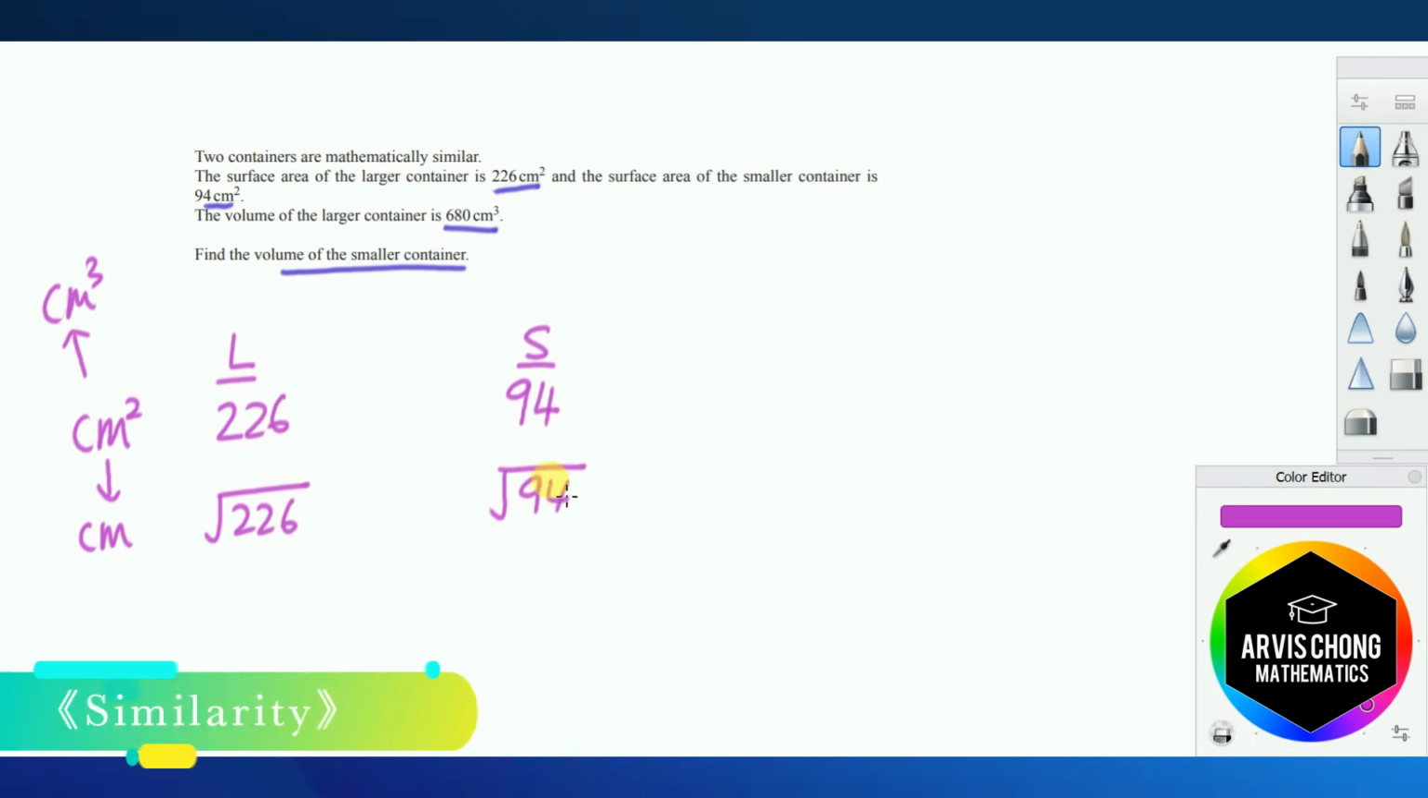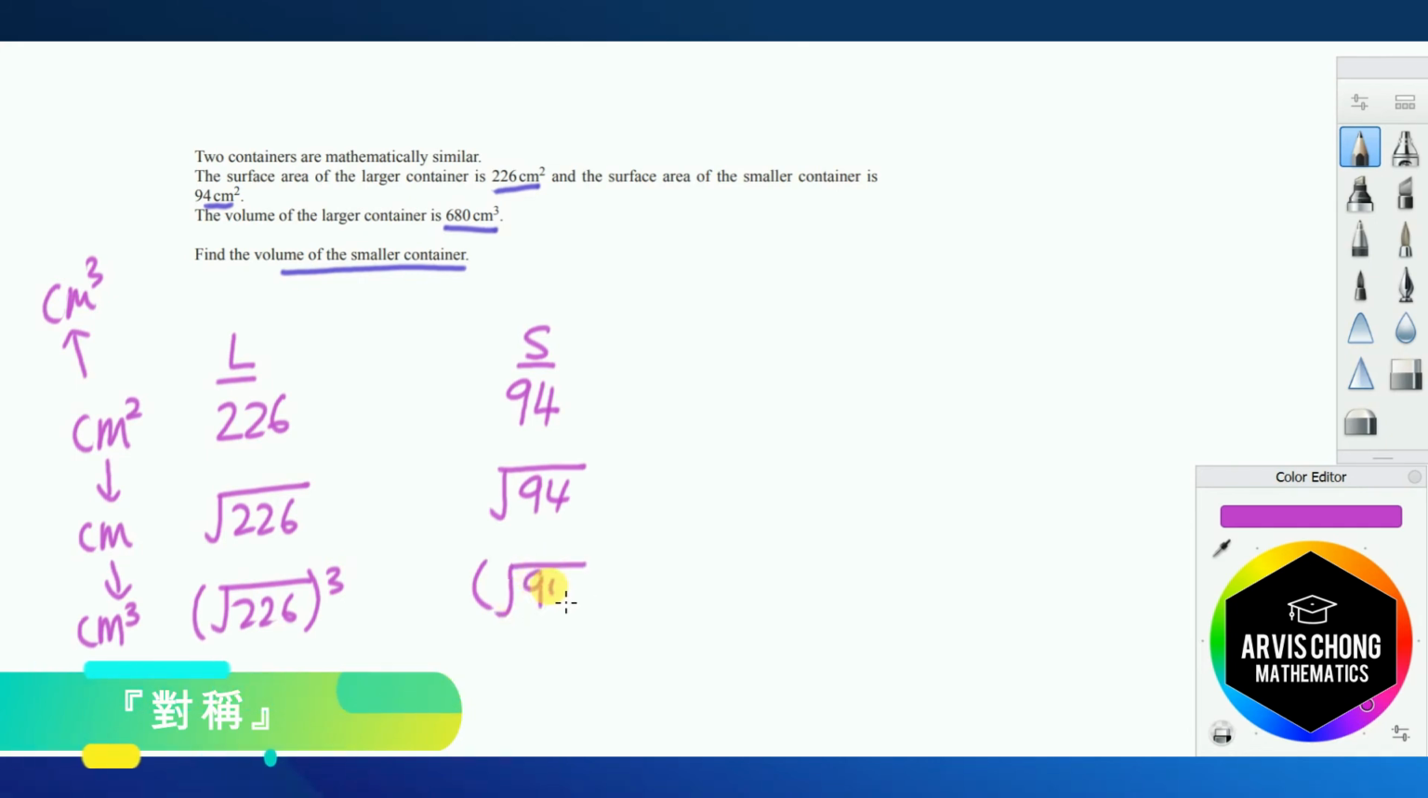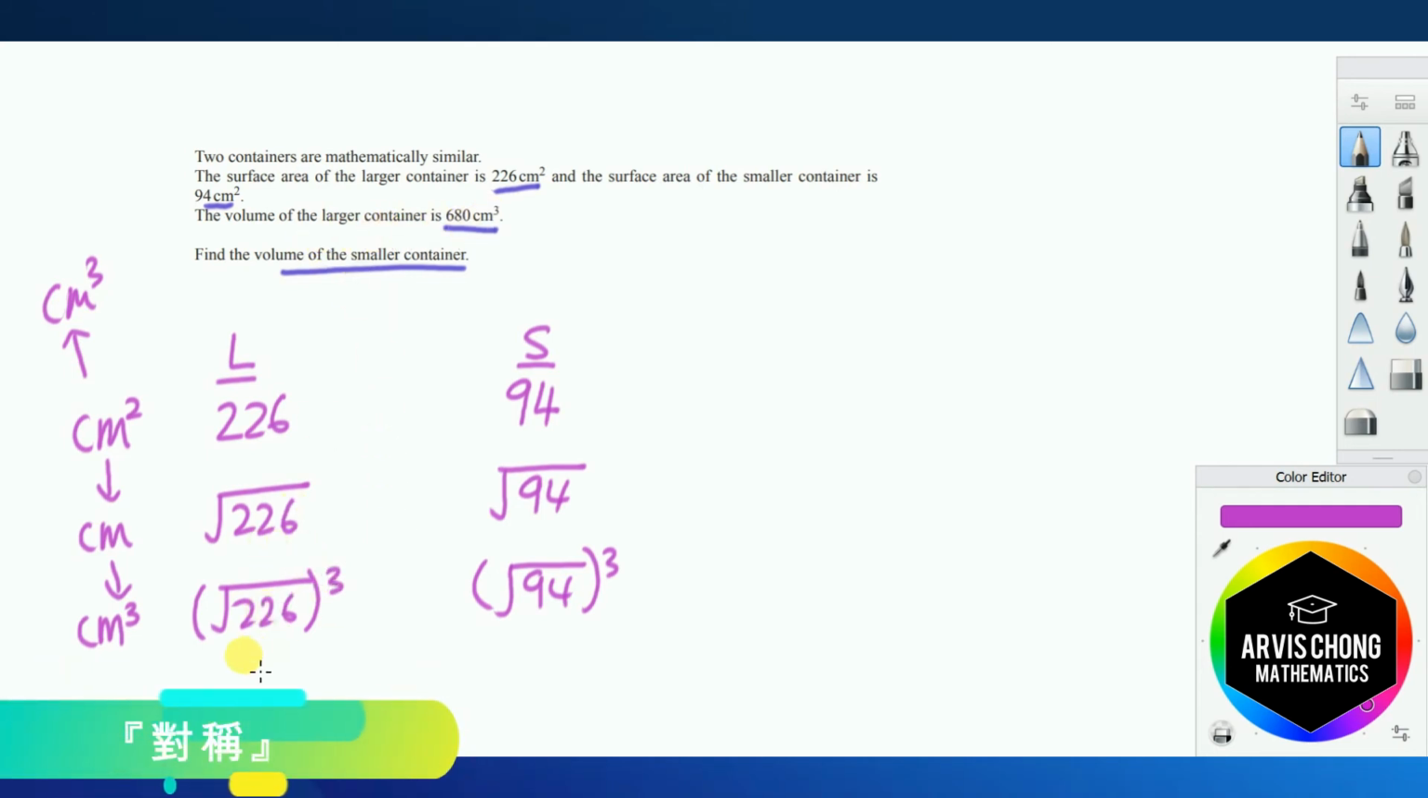Next, we change this to cm cube. From cm to cm cube, you can just take this answer and cube it. Meanwhile, for the smaller shape, you take this and just cube the answer. Now we can compare. The volume of the larger container is 680, hence we can put it under here, 680. Meanwhile, for the smaller container, the volume is x, because we have no idea.